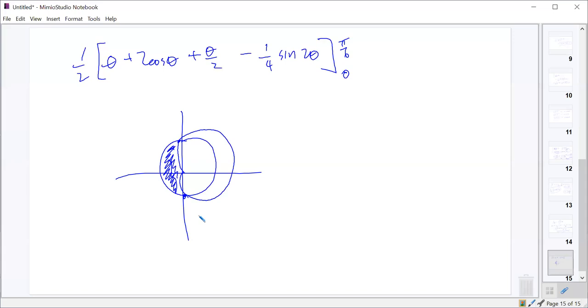So just be careful with where they intersect with each other, and make sure you're going in the right direction to find the piece that you are specifically looking for. Does that make sense to everybody?